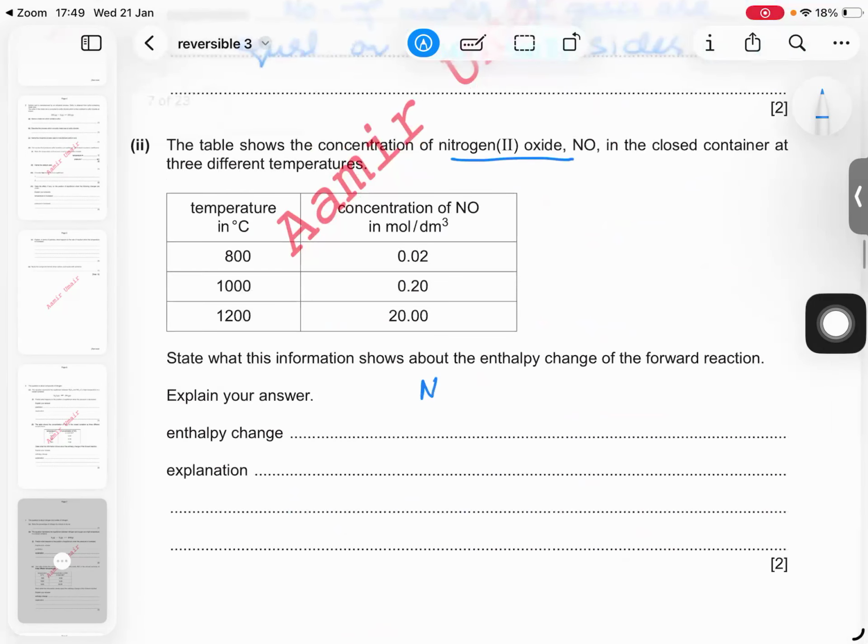Another reaction: N2 plus O2 gives us 2NO. I'm just rewriting it, 30 seconds please. The table shows the concentration of NO in a closed container at 3 different temperatures. State what this information shows about the enthalpy change of the forward reaction. Endothermic. Why is it endothermic? Because when the temperature is increased, the increase in concentration of NO shows the equilibrium is shifting to the right hand side.